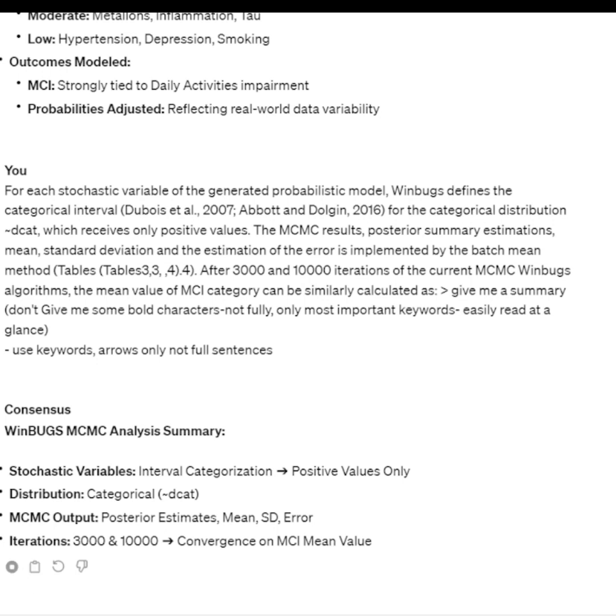WinBUGS MCMC analysis summary: stochastic variables, interval categorization, positive values only, categorical distribution, DCAT. MCMC output gives posterior estimates: mean, SD, and error. Iterations of 3000 and 1000 show convergence on the MCI mean value.